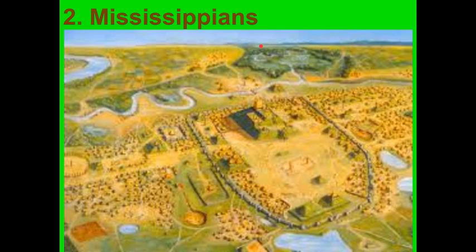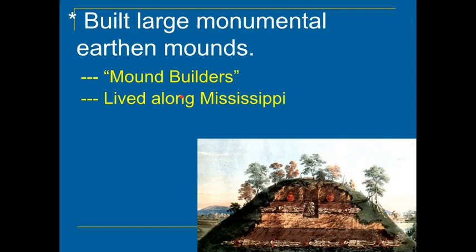Now, within North America, there's one culture that tends to stand out, and that is the culture of the Mississippians. And of course, these are the people who lived along the Mississippi River Valley. And they're often called the mound builders because they built these huge earthen mounds, made out of dirt and stone and grass.